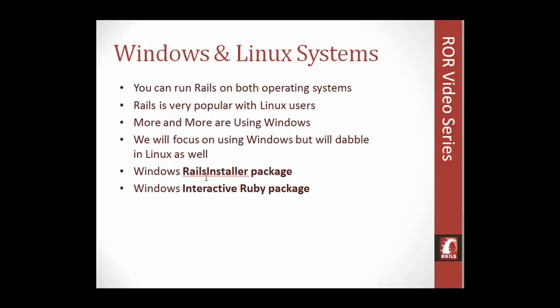It's basically just like installing any software on your Windows machine. You go through the installer, and then it gives you an actual command line to use. You can do Git. You can do pretty much anything you could do in Linux. So more developers are starting to use Windows, and in this particular series, we will be focusing on Windows, but we will also dabble in Linux as well.